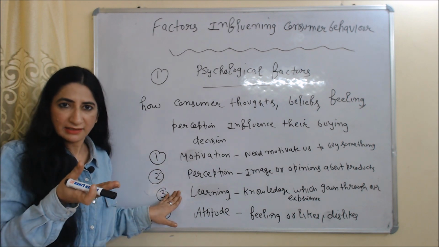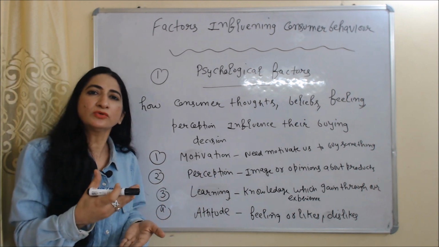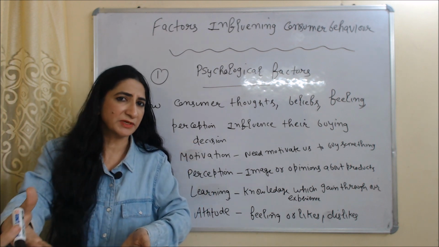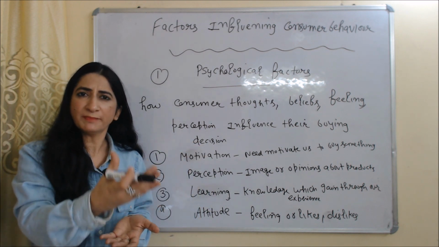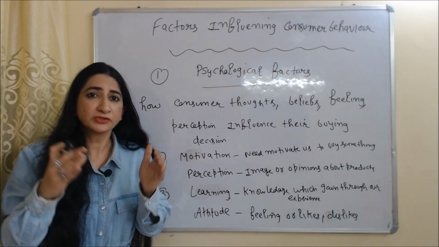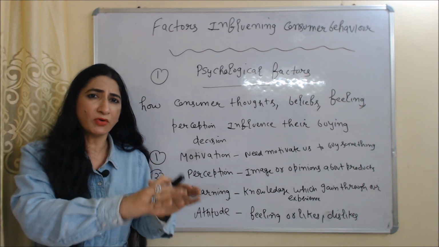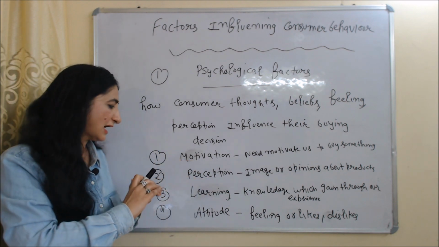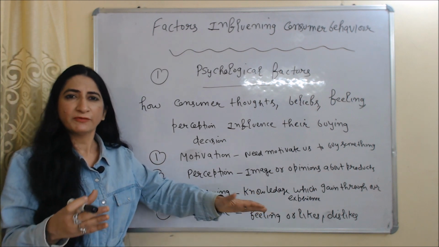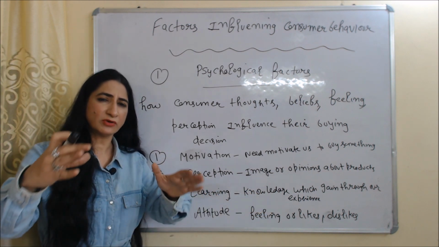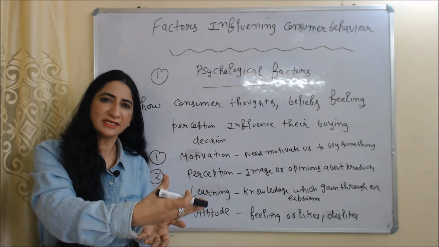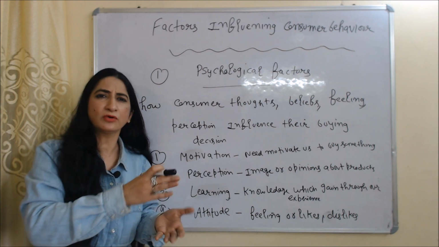Next is learning. Learning means knowledge which you gain through your experience. For example, you bought a particular brand of shirt and its color faded in the first wash. So your learning is that next time you will not buy this brand of shirt. Last is attitude. Attitude is a feeling of like or dislike. For example, you dislike chocolate because you think that chocolate can damage your teeth. That's why you have a negative attitude about chocolate and you will not buy it.